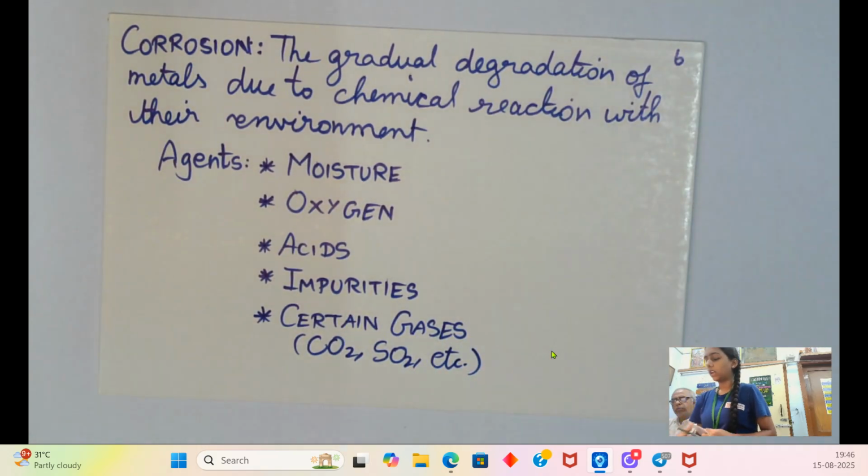So we have the last topic, which is corrosion and rancidity. Corrosion is the gradual degradation of metals due to chemical reaction with their environment. In the environment we have many agents like moisture, oxygen, acids, impurities, and certain gases like carbon dioxide, sulfur dioxide, and many other gases that cause corrosion. So we have various methods to prevent it also.